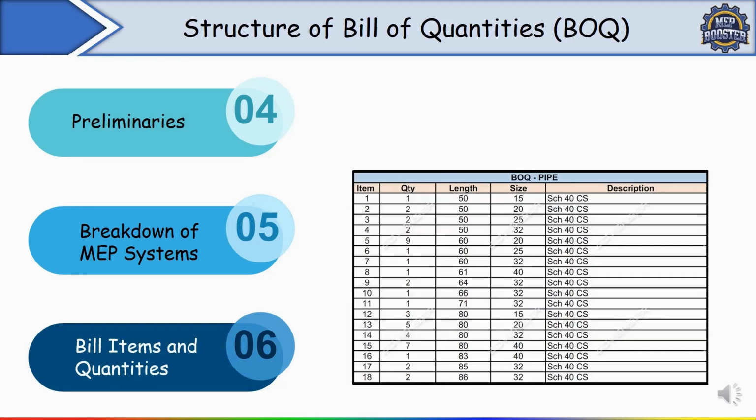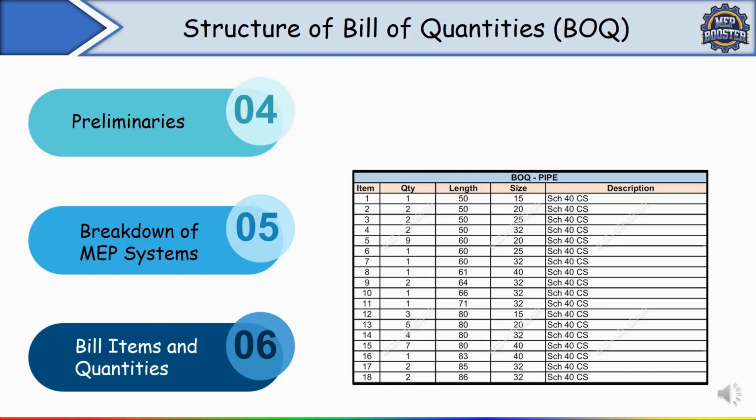The next point is bill items and quantity. Here we need to show the detailed description of each item, the unit of measurement, for example meter, square meter, number, then the quantity for each item. We need unit rates and total cost for each item.